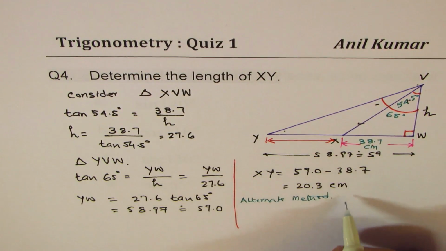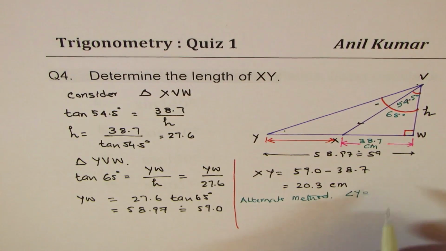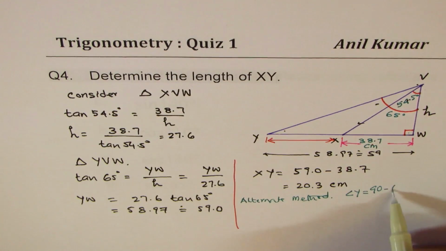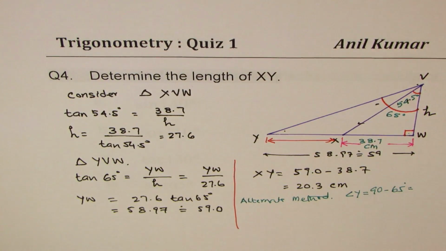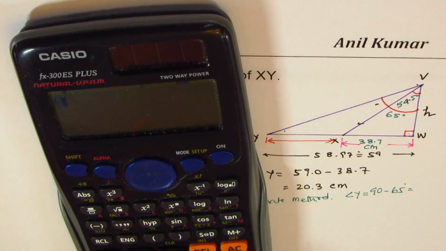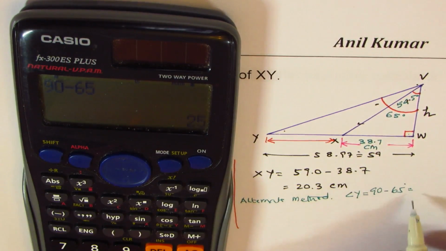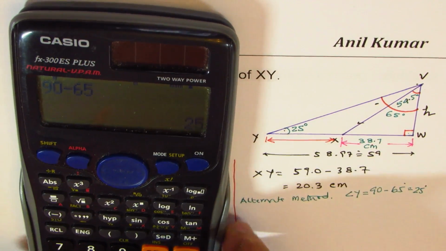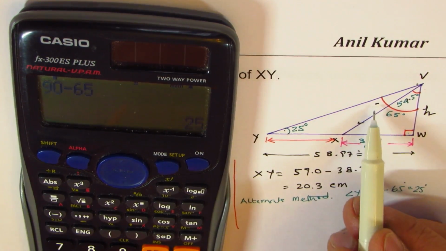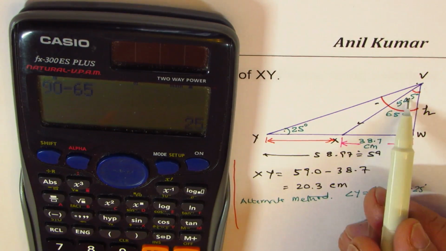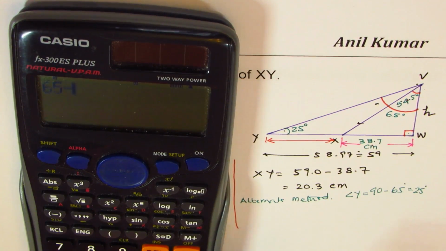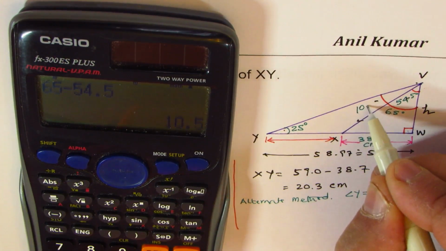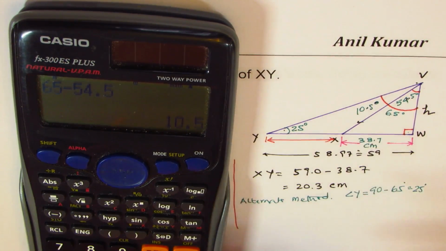is to find angle Y. So angle Y is equal to, this is 90, we are looking at the big triangle, 90 minus 65 degrees. Is it okay? So that is 90 minus 65, which is 25 degrees. So you know this angle is 25 degrees, correct? Also we know that angle, because it is the difference of these two: 65 minus 54.5, which gives us in decimals 10.5 degrees, right? 10.5 degrees.